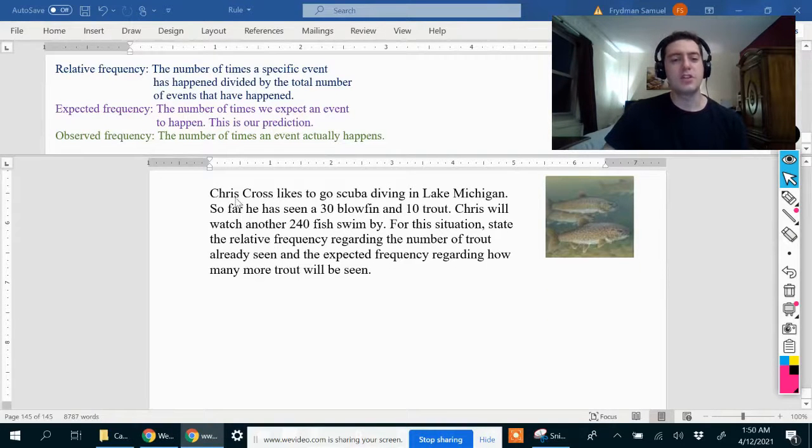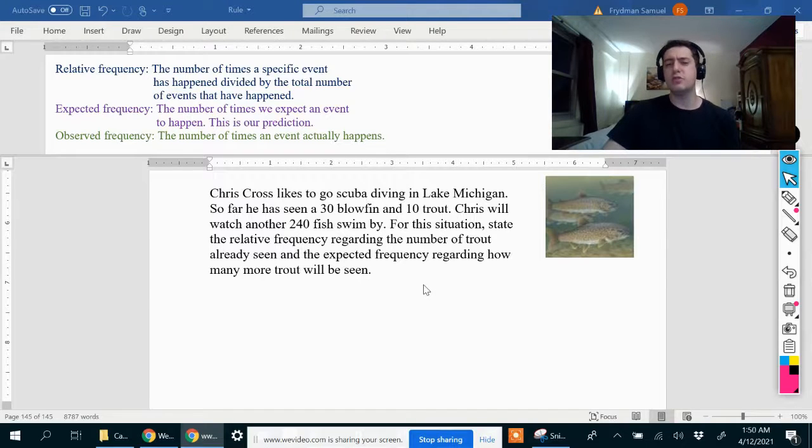The next problem says Chris Cross likes to go scuba diving in Lake Michigan. So far, he has seen 30 blowfin and 10 trout. Chris will watch another 240 fish swim by. For this situation, state the relative frequency regarding the number of trout already seen and the expected frequency regarding how many more trout will be seen.